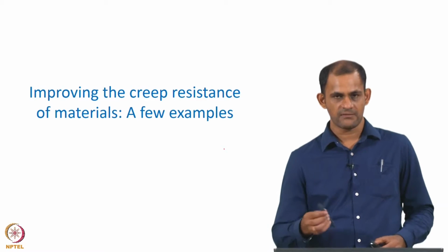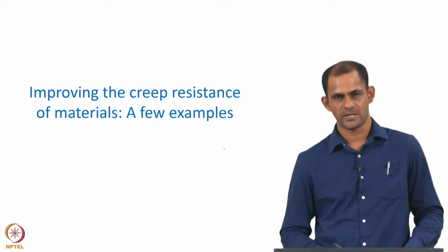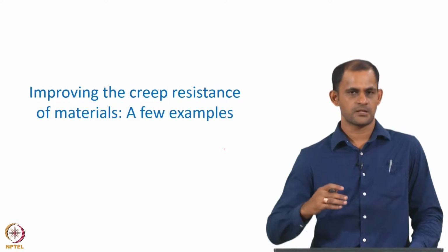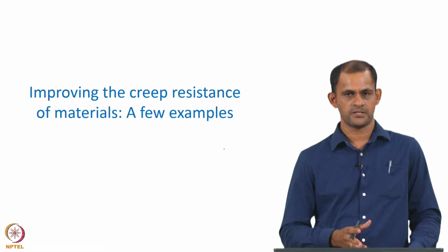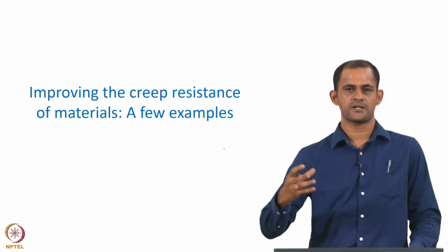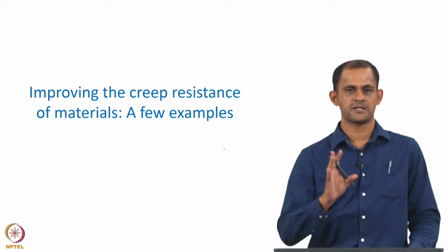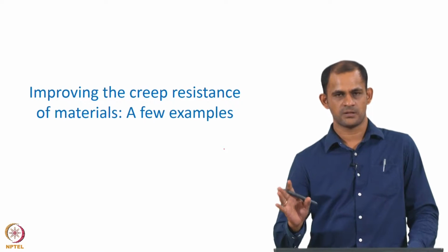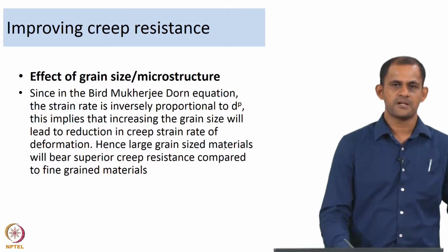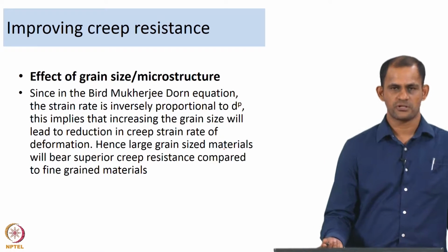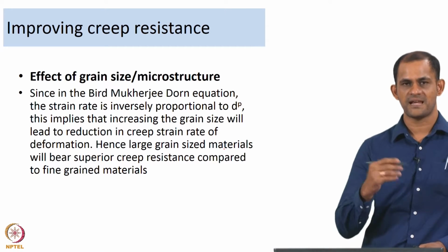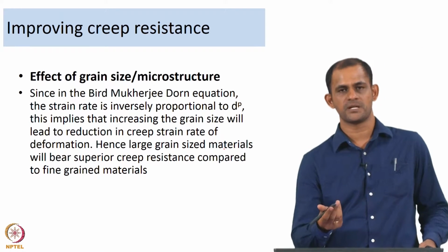Towards the end I will be providing you a few examples, and these are very selected examples. There is a lot of literature available on this topic. I have just picked up a few examples to demonstrate the importance of different parameters for improving the creep resistance of materials. So, the first parameter is the grain size or the microstructure of the material. You can manipulate or tailor the grain size and microstructure of a material to improve the creep resistance.